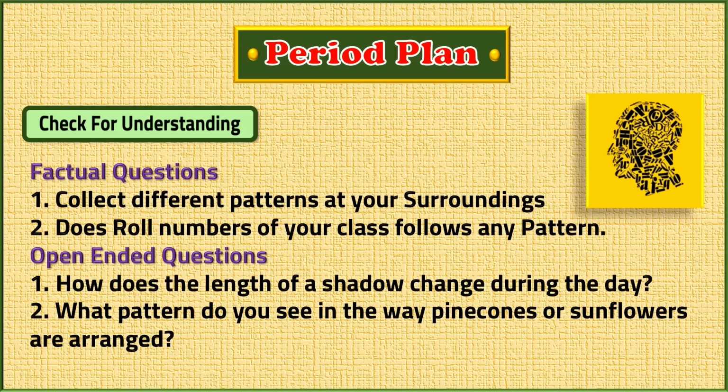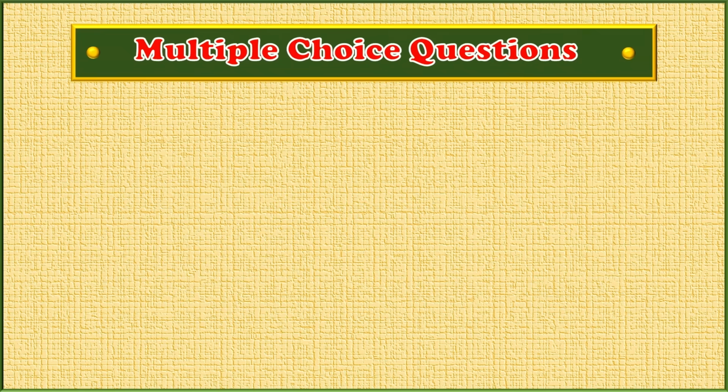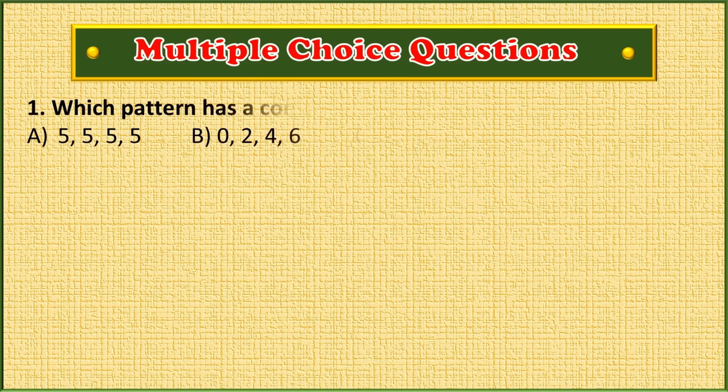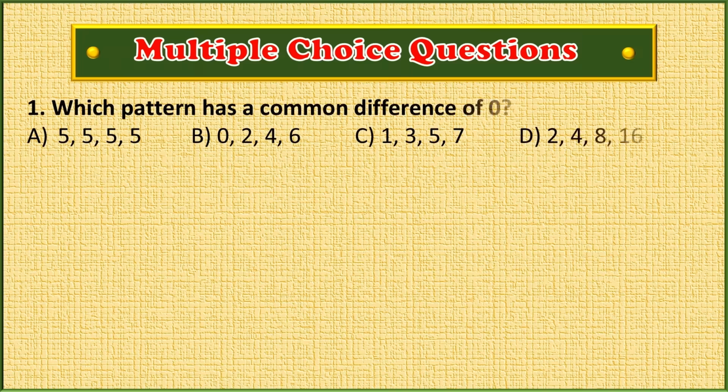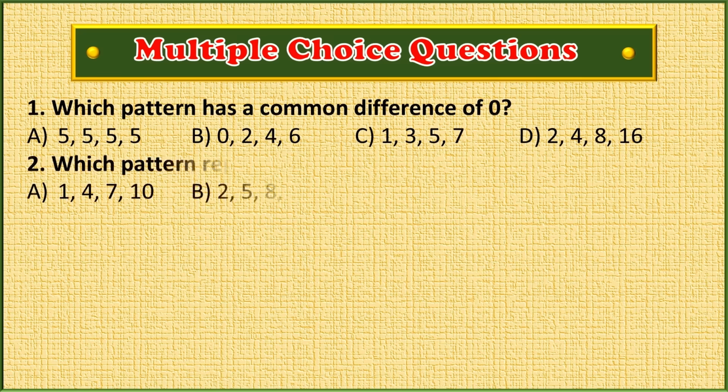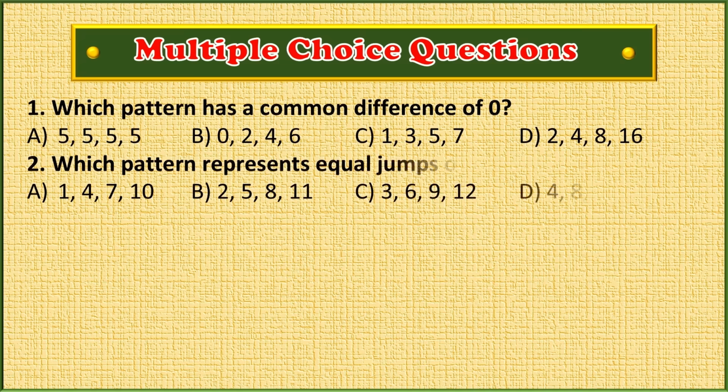Now our session concludes with 5 beautiful multiple choice questions. They have some purposes also. Which pattern has a common difference of 0? 5 5 5 5, 0 2 4 6, 1 3 5 7, 2 4 8 16. This is asked to reveal the importance of misconception 2. It will clarify the doubts of the students.